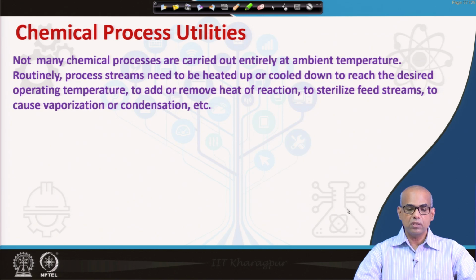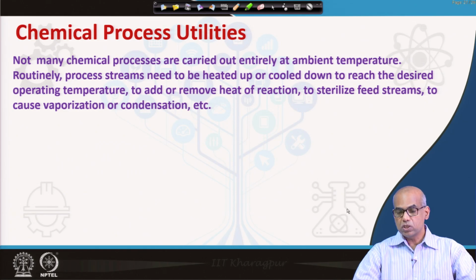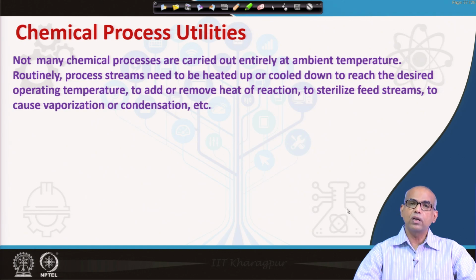Not many chemical processes are carried out entirely at ambient temperature. They are carried out at various temperatures depending on what will be the optimum temperature for the particular process. So, routinely process streams need to be heated up or cooled down to reach the desired operating temperature, to add or remove heat of reaction, to sterilize feed streams or to cause vaporization or condensation, etc.